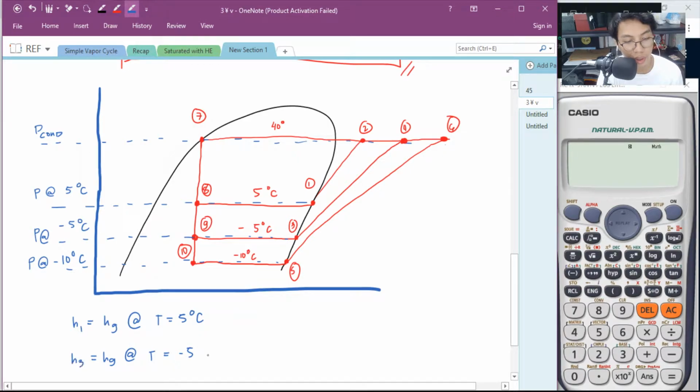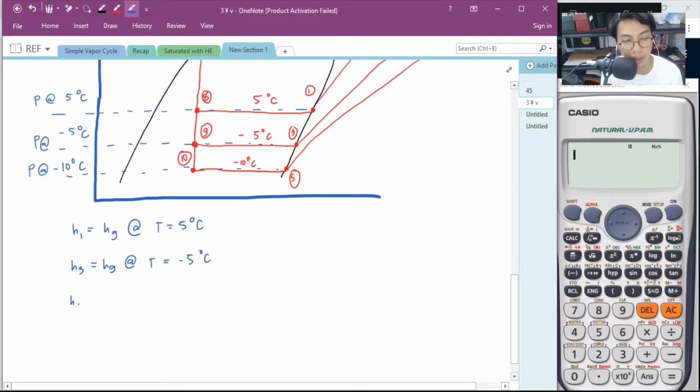H3, Hg at 5 degrees Celsius. H4, H5 is Hg at T equal to -10 degrees Celsius. Kailangan mahanap natin yung mga values na yan. And ano pa po ba yung dapat nating hanapin?